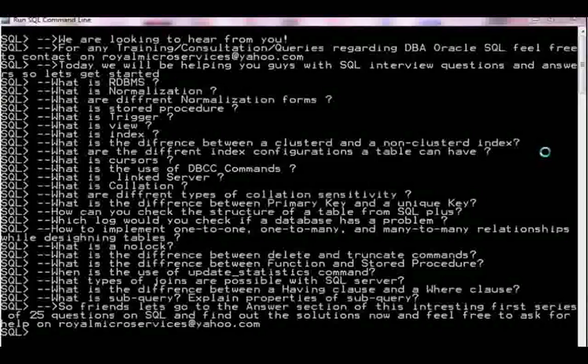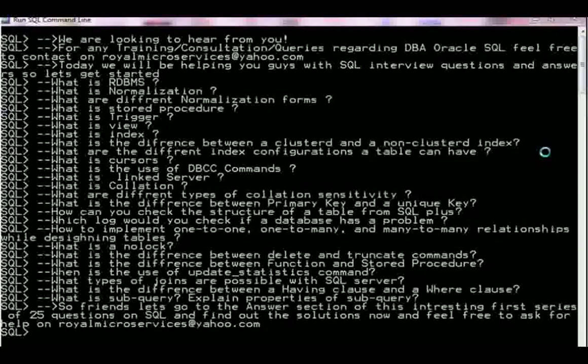First, declare cursor. Second, open cursor. Third, fetch row from the cursor. Fourth, process fetched row. Fifth, close cursor. And sixth, deallocate cursor.